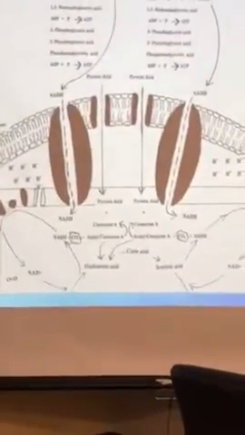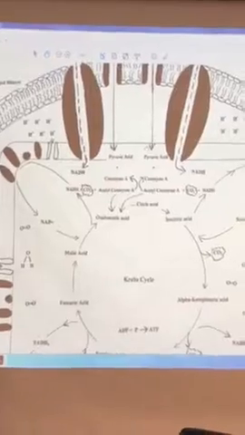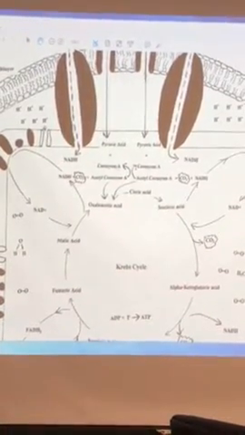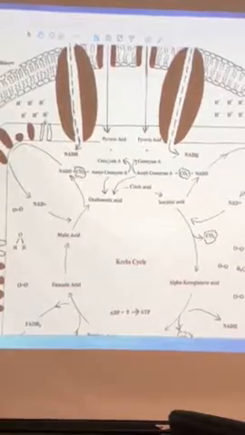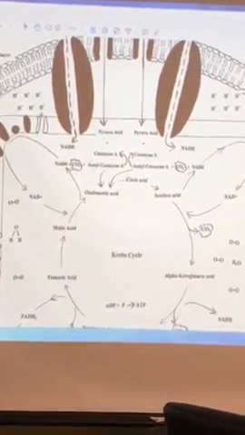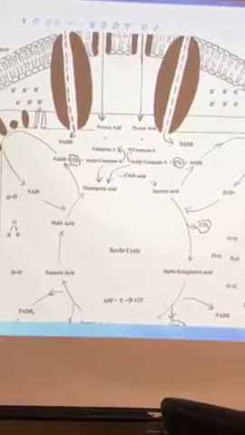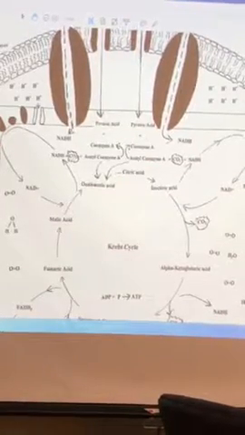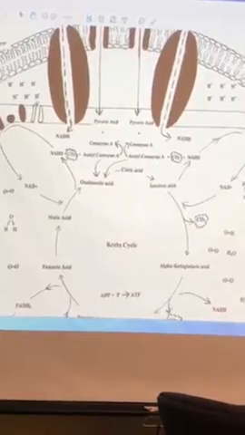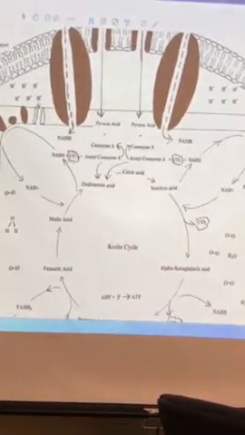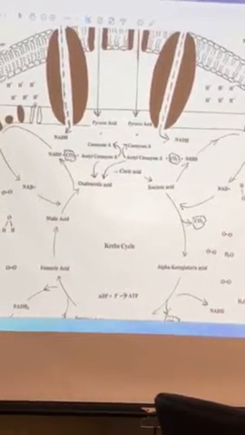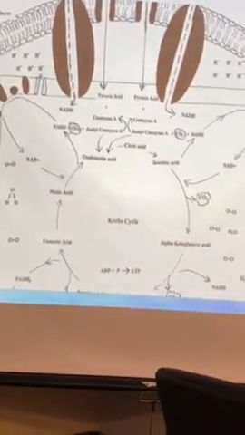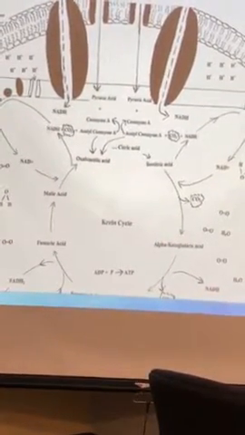All right, so once you get pyruvic acid into the mitochondria, it's going to interact with a molecule called coenzyme A. Coenzyme A is going to combine with it, cut off a carbon. So remember, pyruvic acid was a 3-carbon molecule. Now it's a 2-carbon molecule. Here's your carbon dioxide getting given off. And then you get a molecule of NAD reduced to NADH.